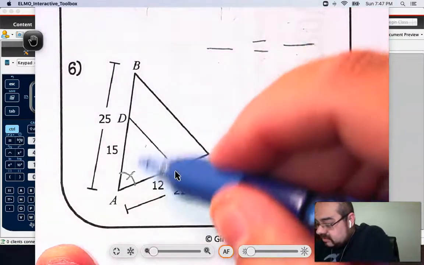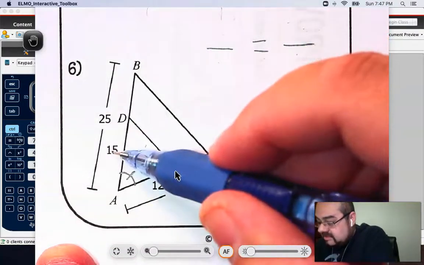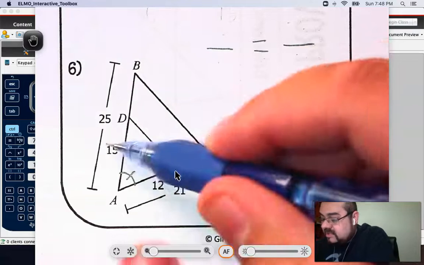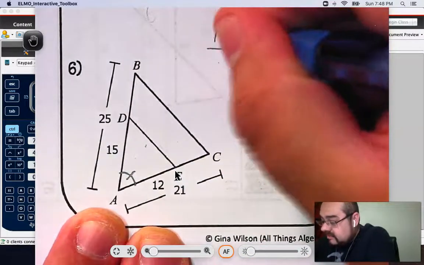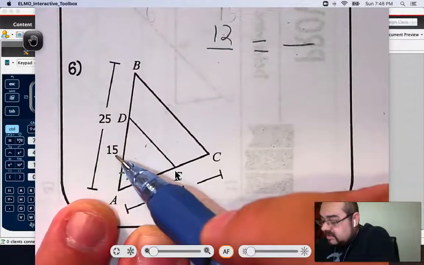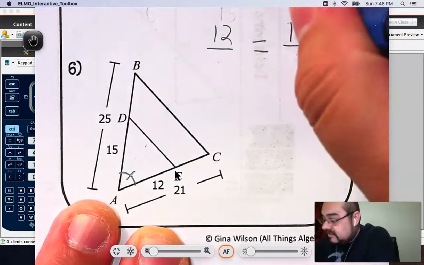So let's look at the smaller triangle. We only have two sides, side 15 and side 12. Which is the smallest of the two? It's going to be 12. And then the largest of the two is going to be 15. That's going to go over here, right?